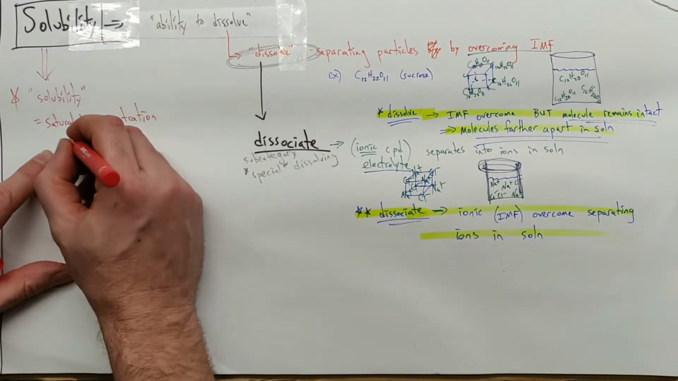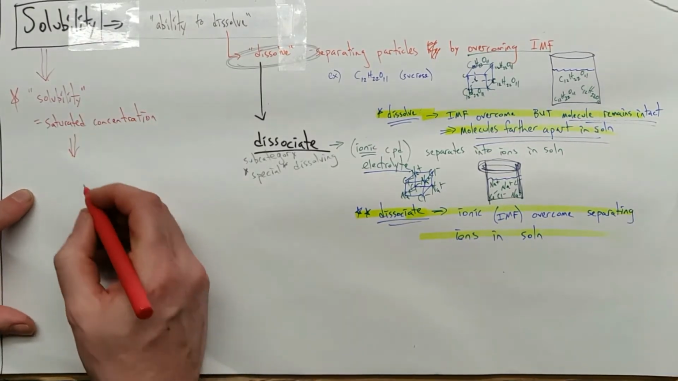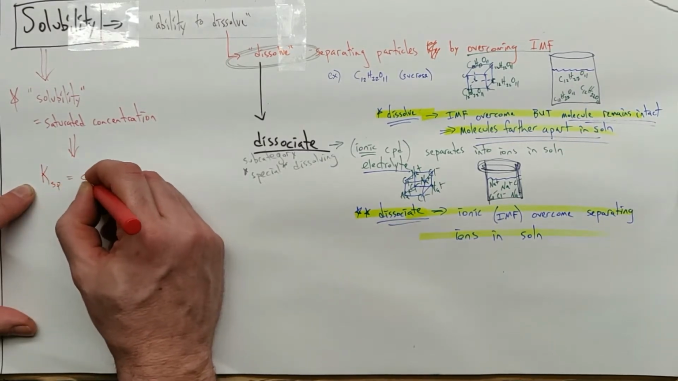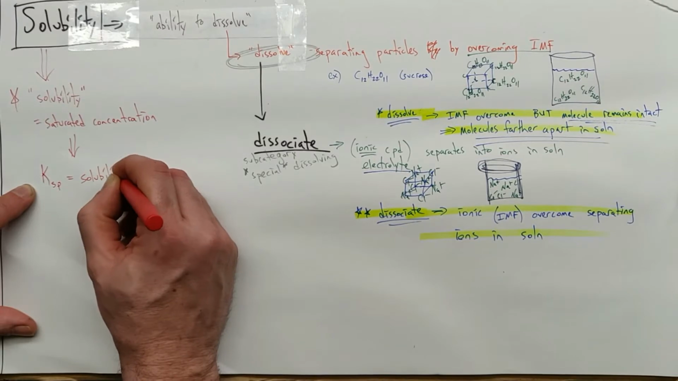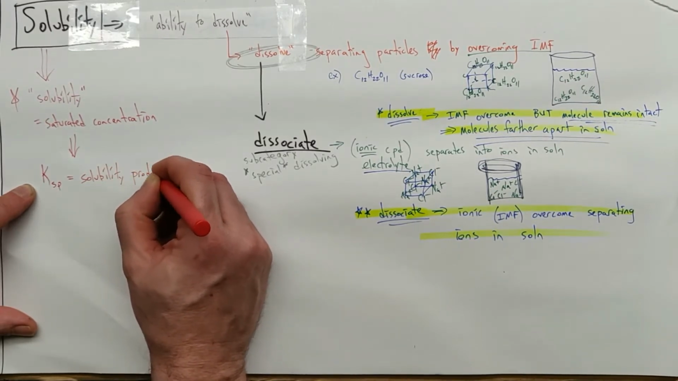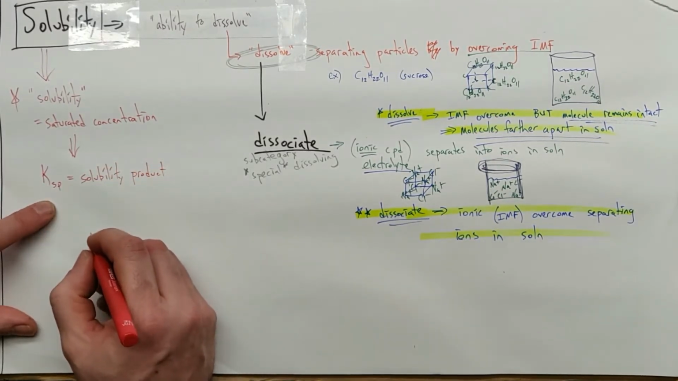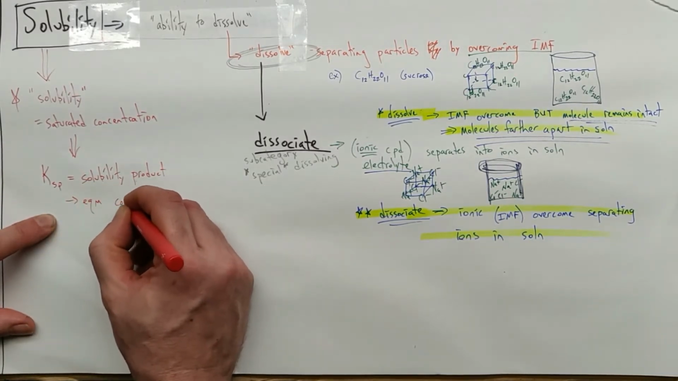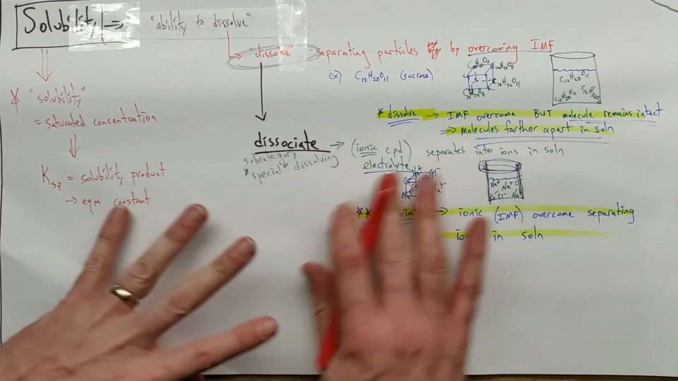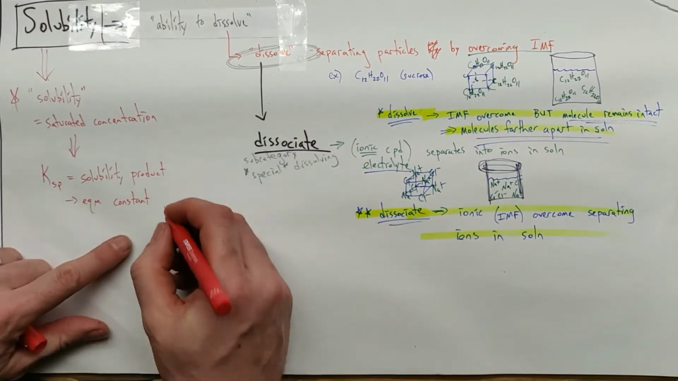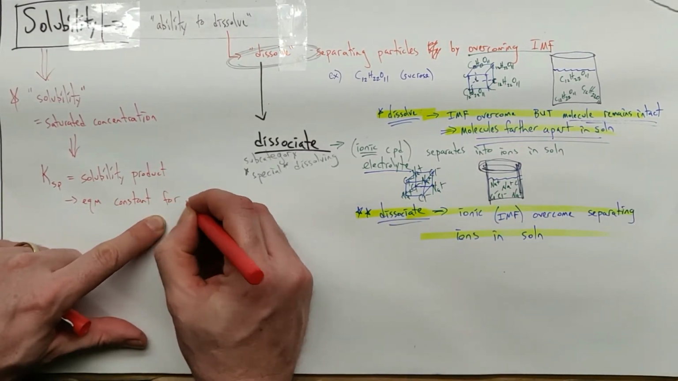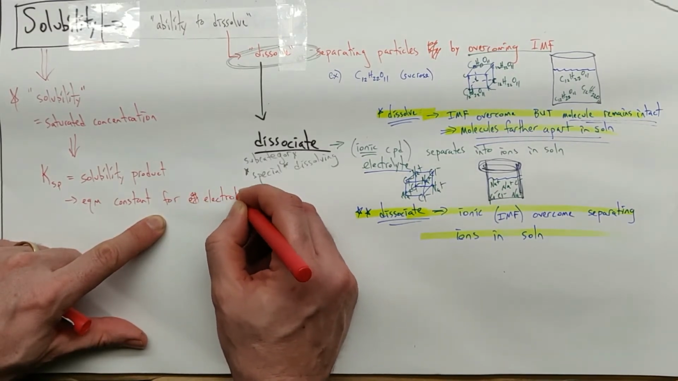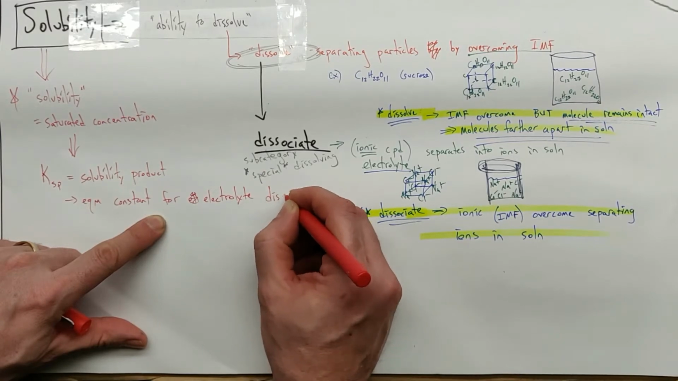And with that, we have these things that are solubility constants. Ksp is our solubility product. And that is our equilibrium constant for, in this case, our dissociating, for electrolyte dissociation.